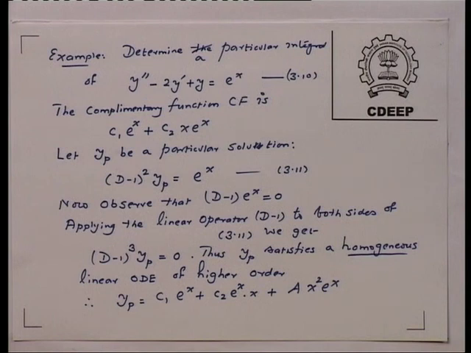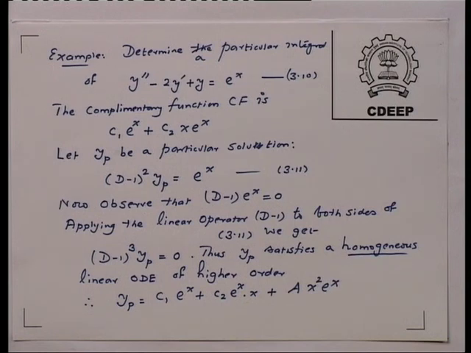D minus 1 annihilates the right hand side e to the power x. So apply d minus 1 to equation 3.11 and you get a homogeneous higher order ODE, d minus 1 cube yp equal to 0. But now you know how to solve a homogeneous ODE of the third order, right? What is the solution of this d minus 1 cube yp equal to 0? It is c1 e to the power x plus c2 x e to the power x plus a x squared e to the power x.